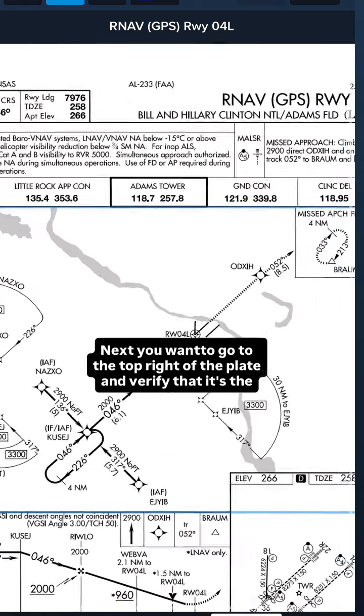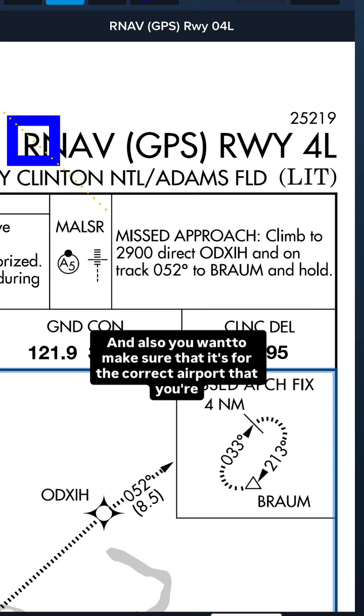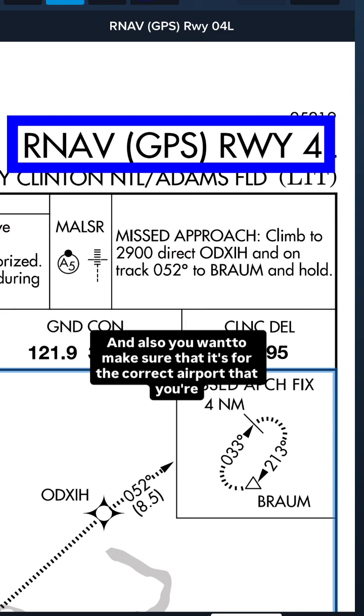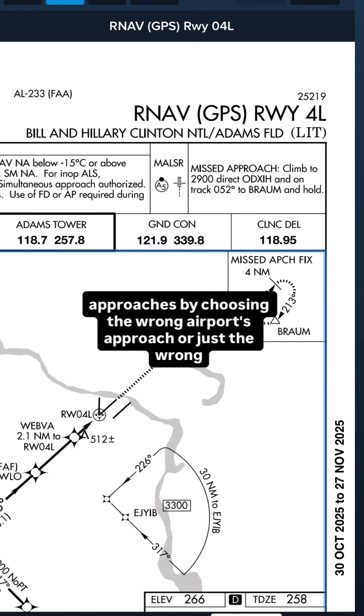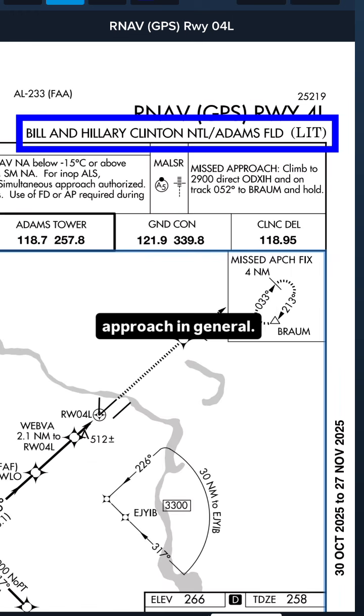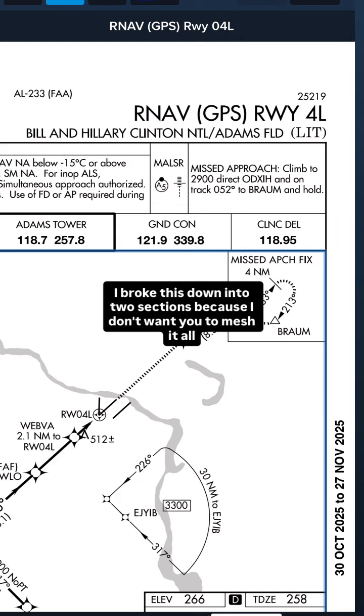Next, you want to go to the top right of the plate and verify that it's the correct approach that you are trying to shoot. And also, you want to make sure that it's for the correct airport that you're flying into. You would not believe how many students have actually messed up their approaches by choosing the wrong airport's approach or just the wrong approach in general. So always verify. Now you're going to move to the pilot briefing strip.